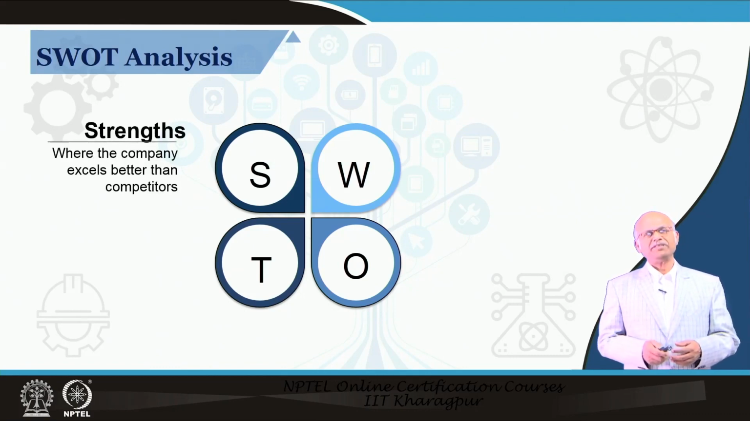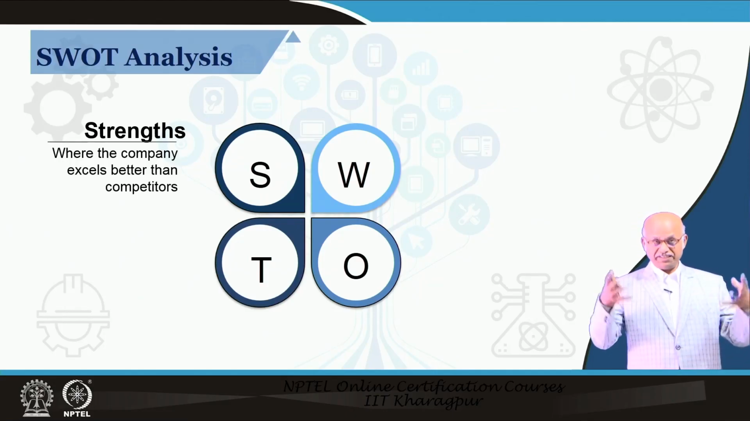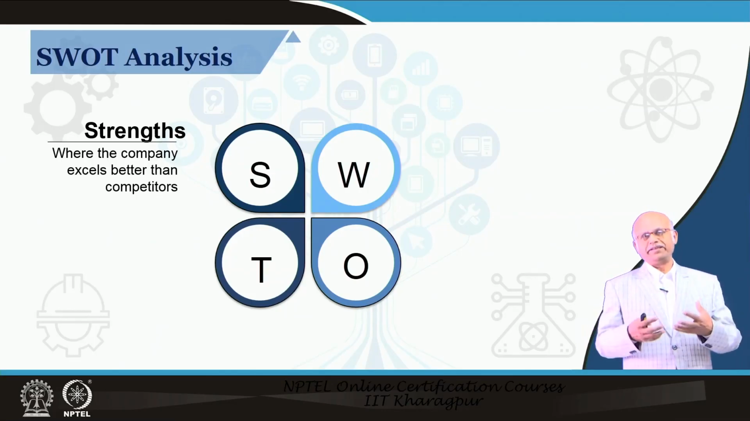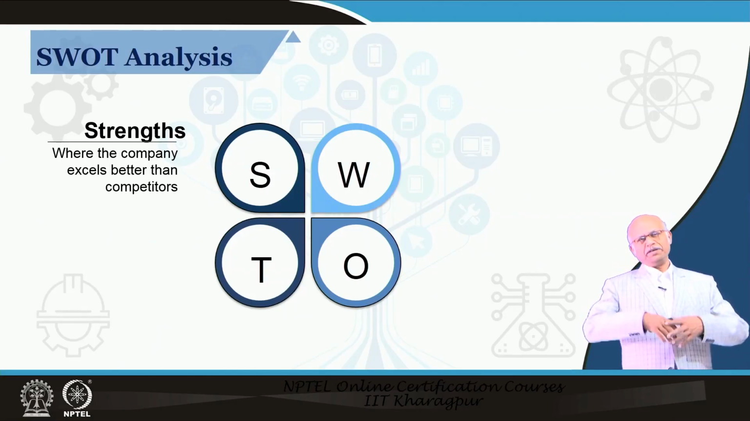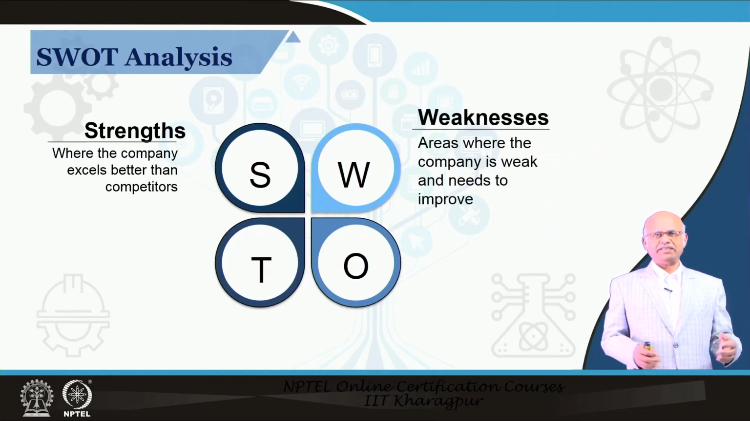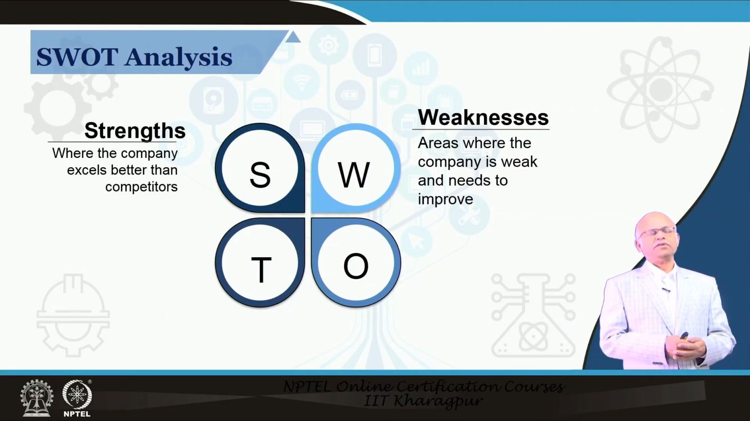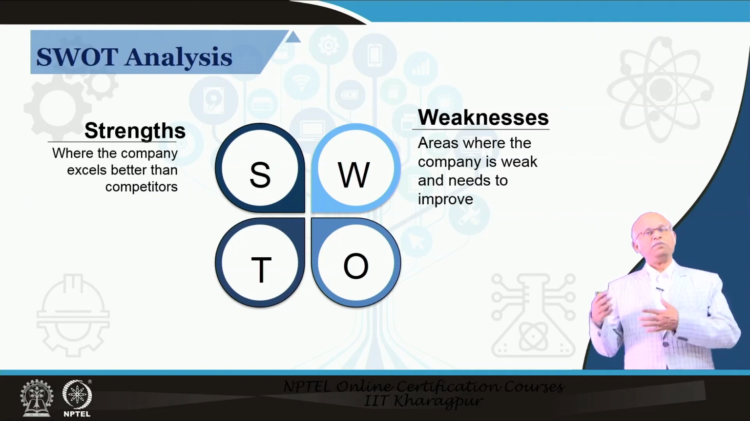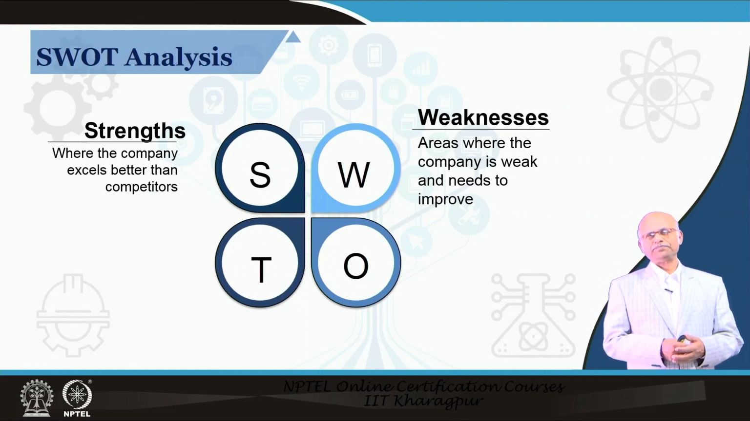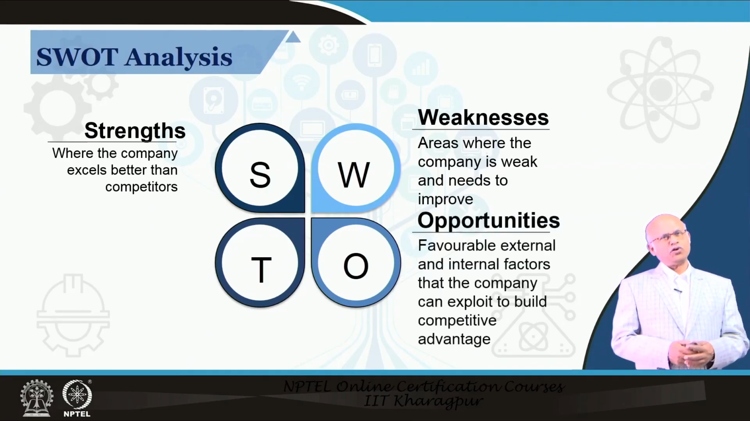S for strength. Strength is why the company excels better than competitors. So, if you understand that this is our strength, you accentuate there, so that it positively enhances, so that you are much ahead of the competition. W is weakness, areas where the company is weak or inferior compared to the competitors, or maybe the company is vulnerable in competition in particular features where the company needs improvement. So, once you identify the weakness, you can take corrective actions so that the weakness is no longer there.